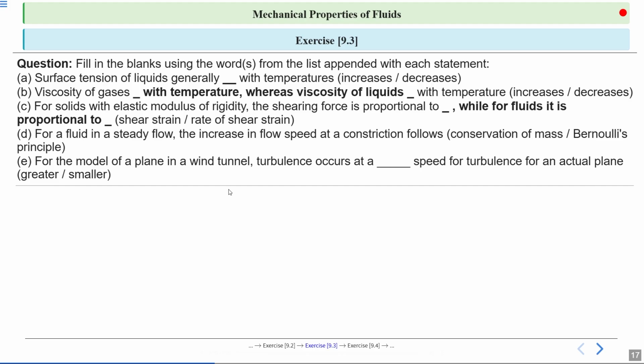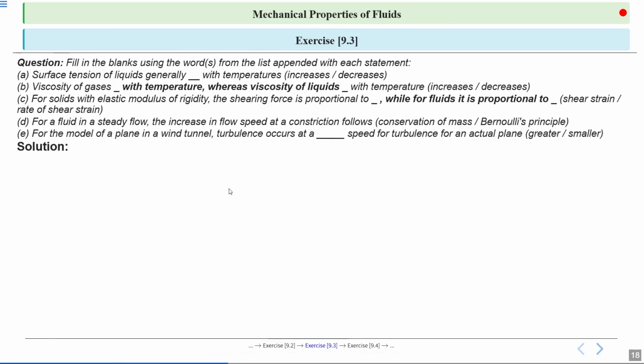D. For a fluid in a steady flow, the increase in flow speed at a constriction follows conservation of mass or Bernoulli's principle. For the model of a plane in a wind tunnel, turbulence occurs at a dash speed than turbulence for an actual plane, greater or smaller. So here you have to find out the answer of dash. Let's see the solution.